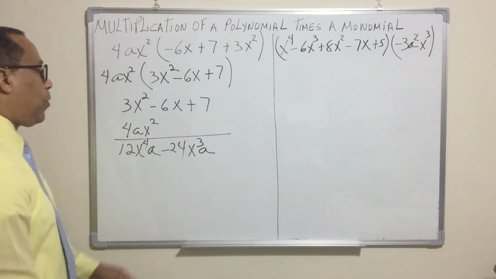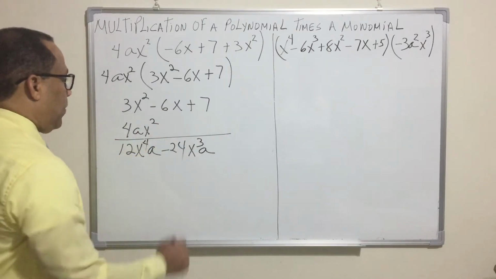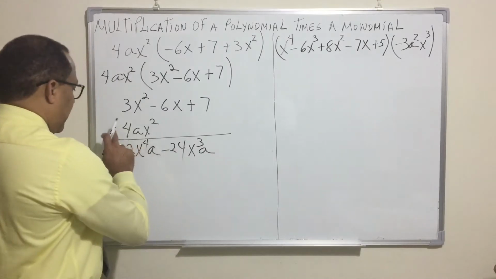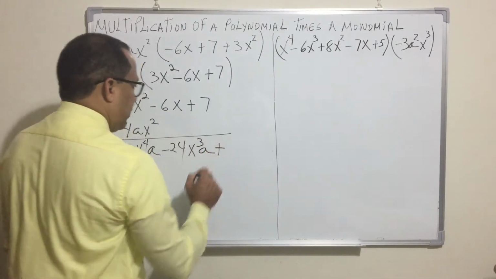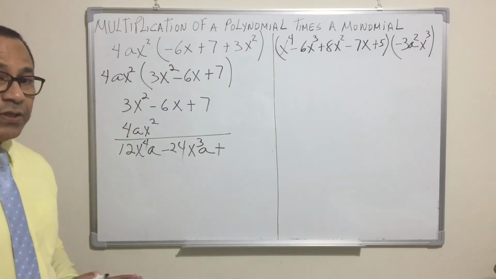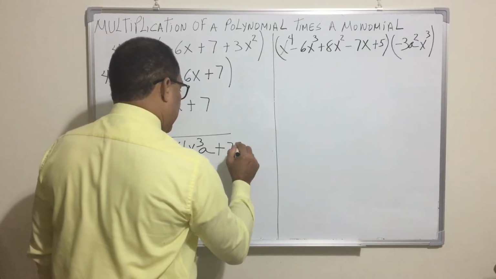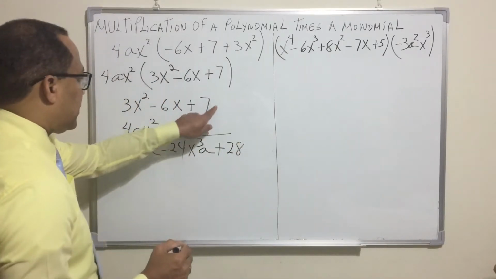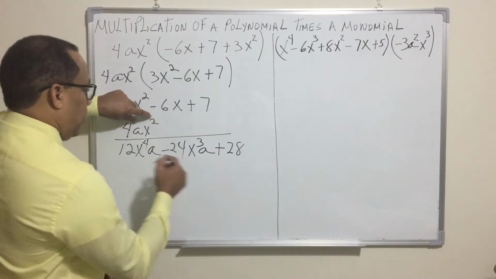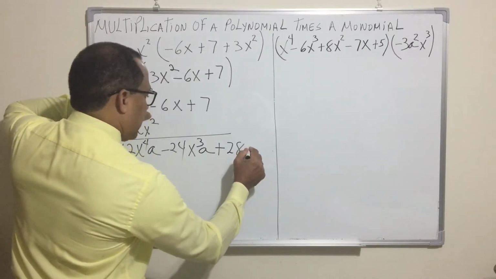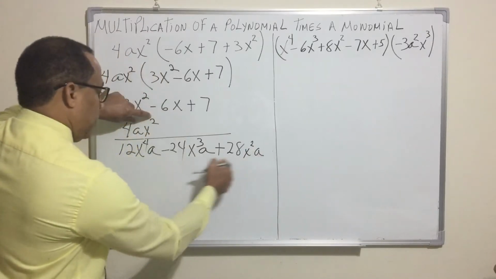And for last, I'll multiply this monomial times the last term. Multiply the signs first: positive times positive equals positive. Then I multiply the coefficients. It's 4 times 7 equals 28. And then the 7 has no variable, so what I have to do is just bring down the ax to the second. I'll put the x to the second first in order to keep it the same order.